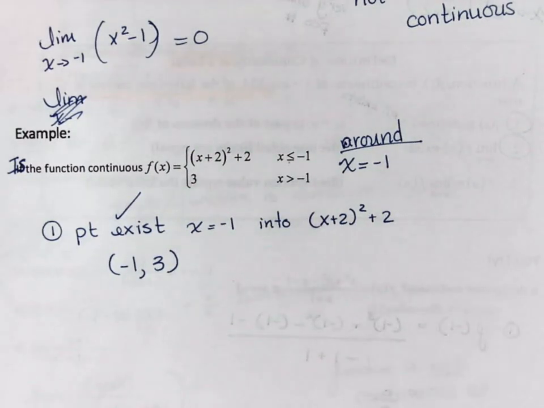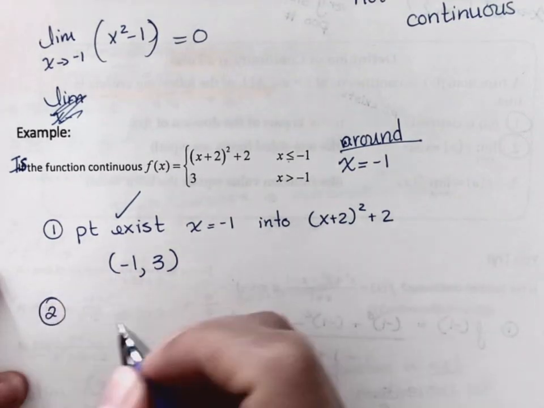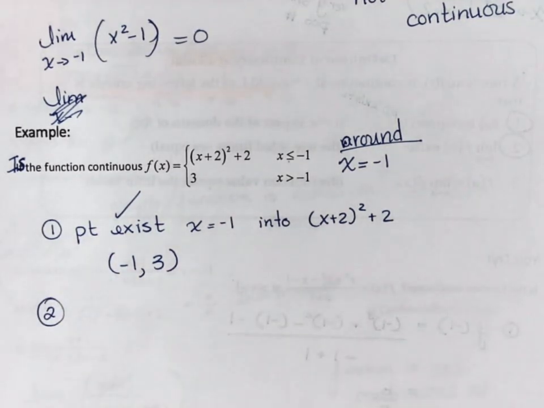Yay, the point exists. So that means I have to go further. If the point didn't exist, then we're done. We know the graph isn't continuous. So now we're looking at the limit of the function. We're going to do left-hand side, right-hand side with 2 different formulas. Nice, good catch. So we know that we have different things happening as we come to -1. So we're going to do left-hand side, right-hand side of -1.